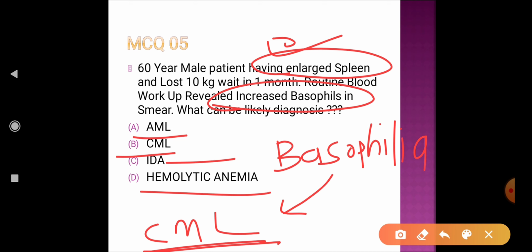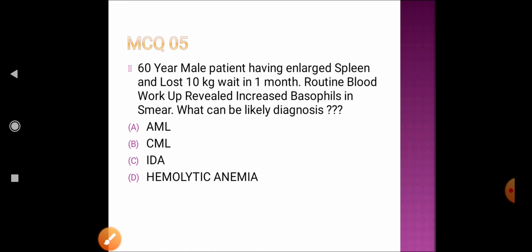So, your answer will be CML. Whenever the history is given of increased basophils, guys, always remember your answer will be CML. So, this is a case of chronic myeloid leukemia.